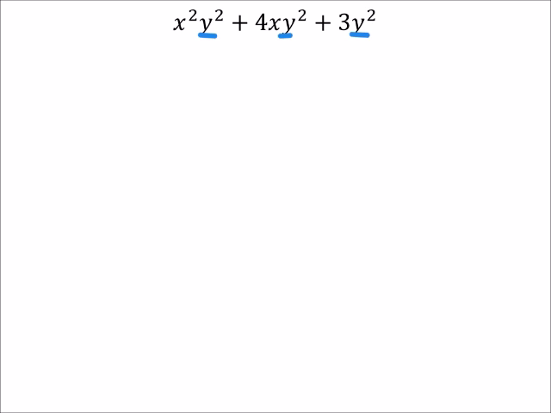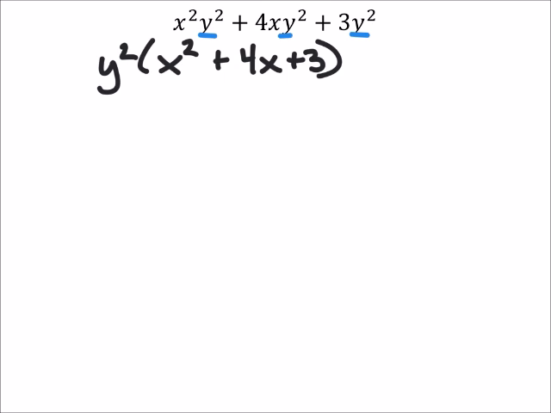If we rewrite this, we would have a y squared, and then on the inside we would write all the terms without the y squareds. So this is what we have now, because we factored out the y squared. So the real question is, if we look at a trinomial like this one, could you factor this trinomial? Hopefully by now you could, but if not, that's okay.